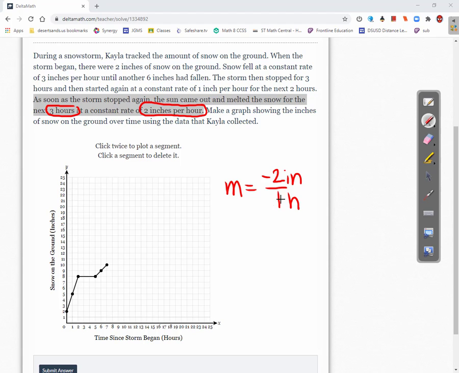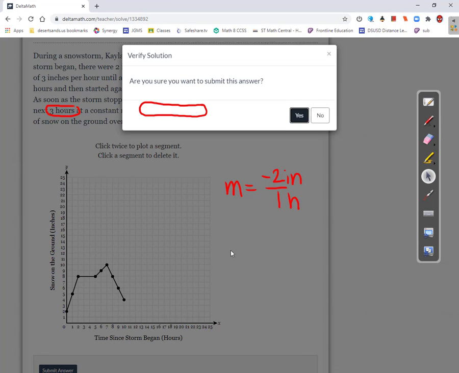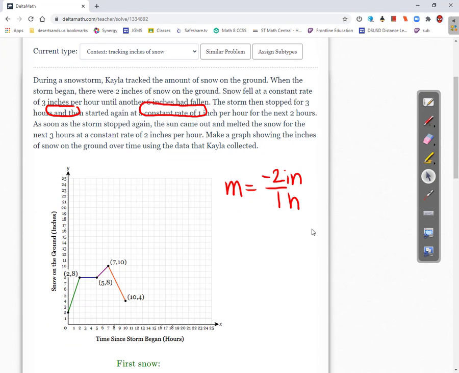Well, again, think about it. If this is negative 2 inches for every 1 hour, we've got to do that 3 times because it says for 3 hours. So here we go. Down 2, right 1, that's 1 hour. Down 2, right 1, that's 2 hours. Down 2, right 1, that's 3 hours. And we should be good to go. Let's go ahead and see what Delta Math says. We got it. We're good to go.